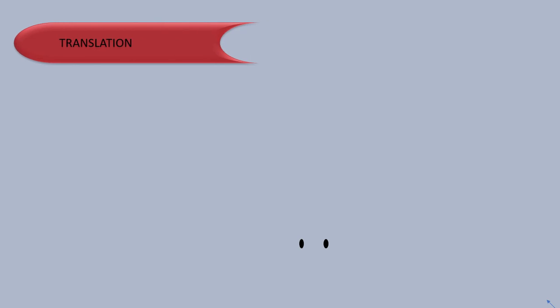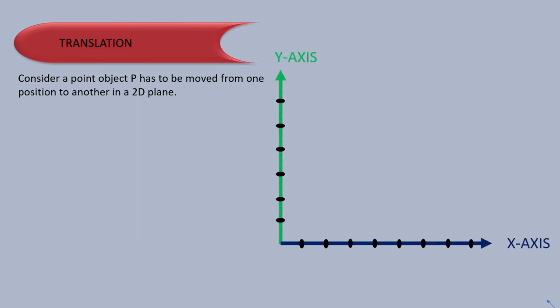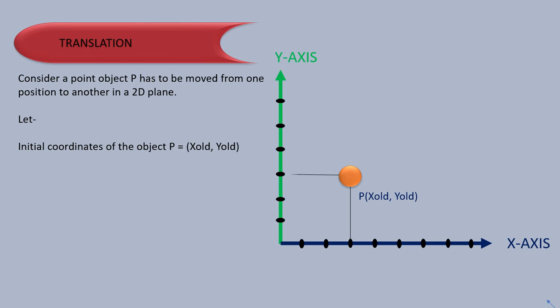Let us start with the actual implementation, how we are going to move a particular object. Consider a point object P that has to be moved from one position to another in the 2D plane. For that purpose we need to draw an x-axis, then a y-axis, and consider the initial coordinates of object P as x old and y old. We plot that object in our 2D plane at the values x old and y old, which point to this location respectively.